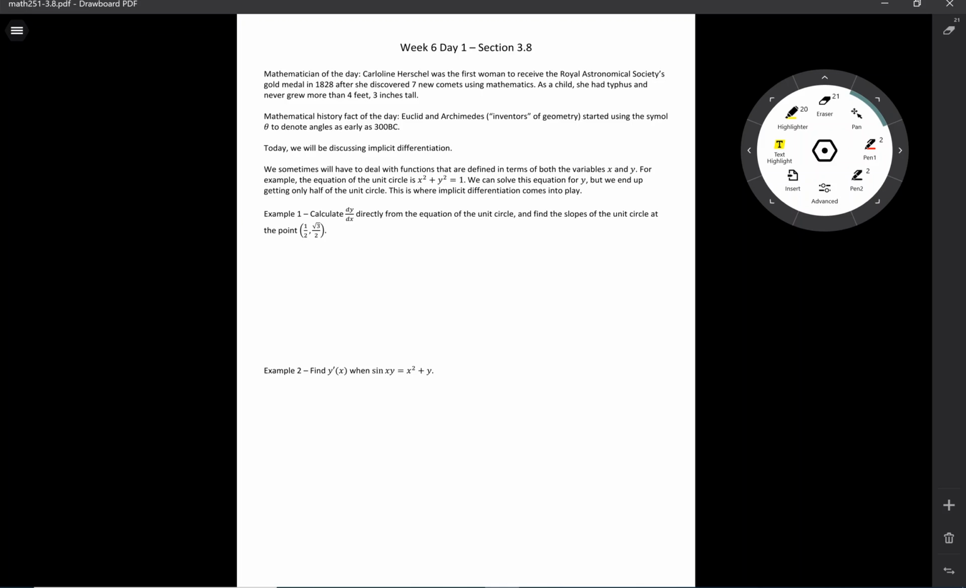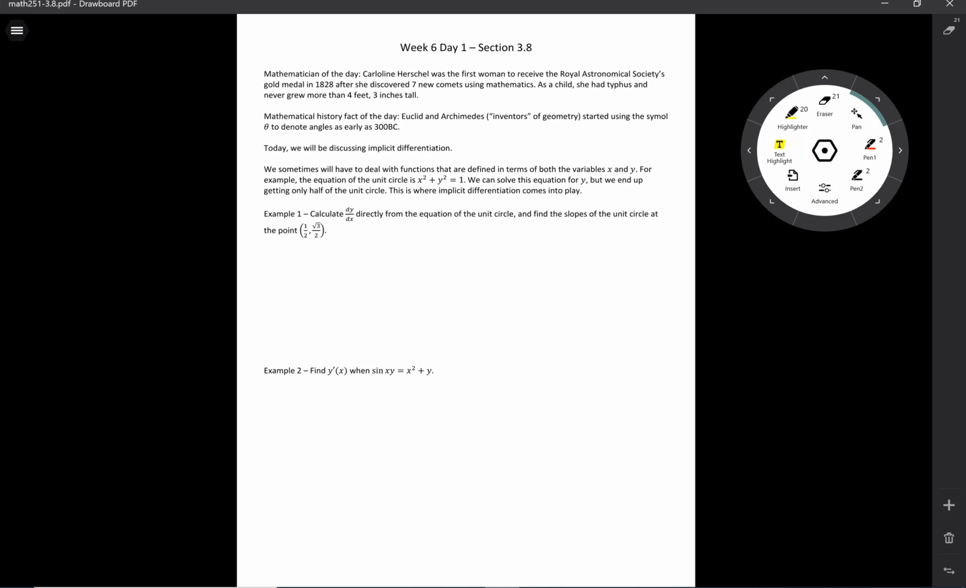Today we are learning something new called implicit differentiation, and this is a special kind of derivative. We know how to take a lot of derivatives now. We have learned polynomials, products, quotients, trig functions, composite functions, e to the x. We know a lot of stuff. So today we are learning another kind of derivative.